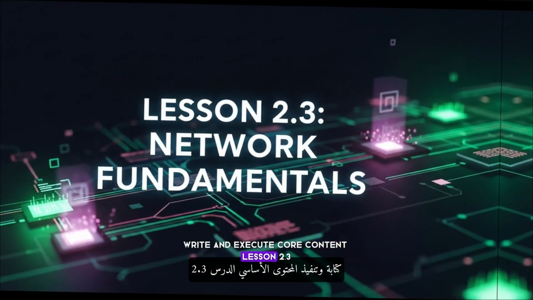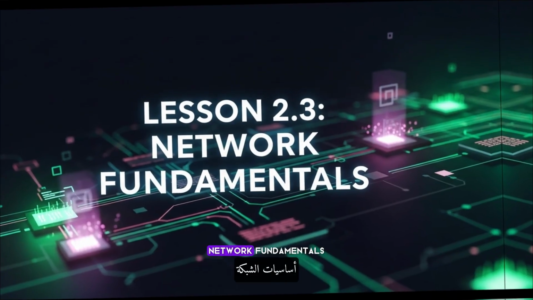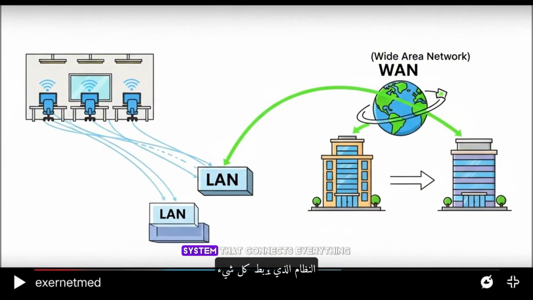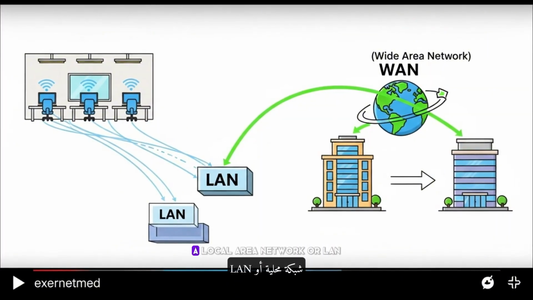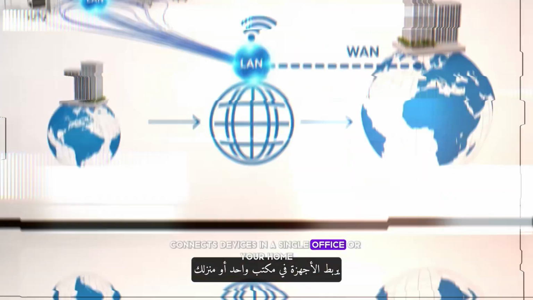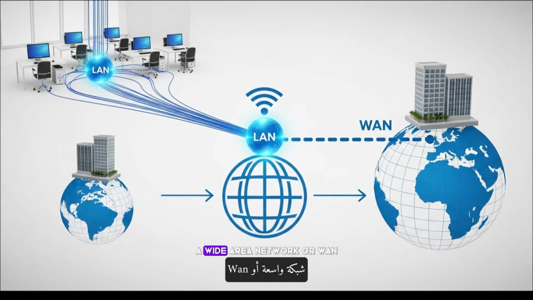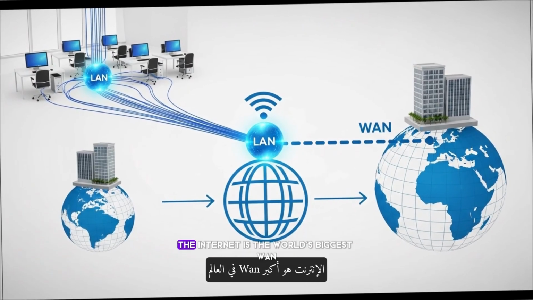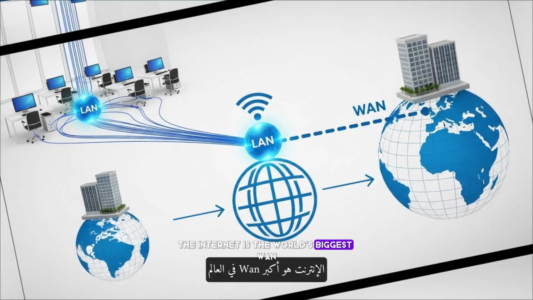Core Content, Lesson 2.3, Network Fundamentals. A computer network is the digital road system that connects everything. A local area network, or LAN, connects devices in a single office or your home. A wide area network, or WAN, connects different LANs together. The internet is the world's biggest WAN.